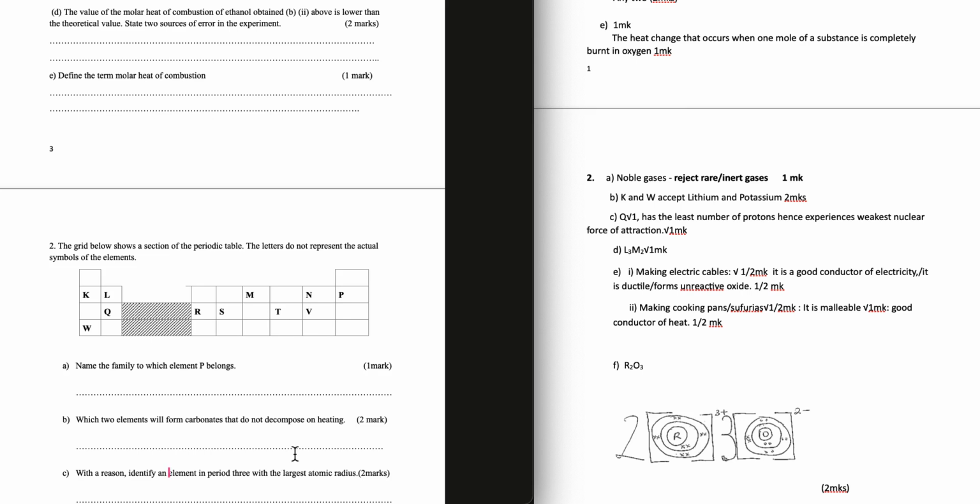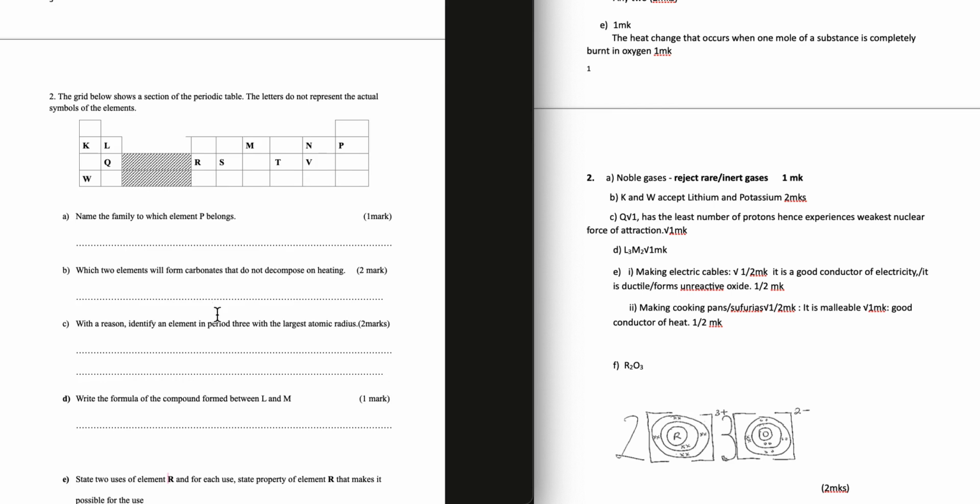Question 2. The grid below shows a section of the periodic table. The letters do not represent the actual symbols of the elements. Name the family to which element P belongs. Noble gases.